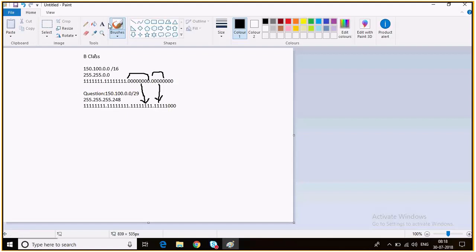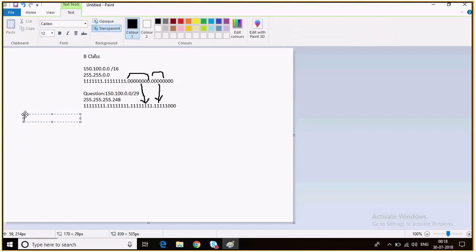Okay, so I move on to the first question, which is the number of networks, the number of subnets that I have. So what is the number of subnets? 2 raised to the power n, right? Here n is the number of ones that I have borrowed. Earlier I had 16 ones, now I have 29 ones. So the difference between these two is the number of ones I have borrowed, and that is the value of n.